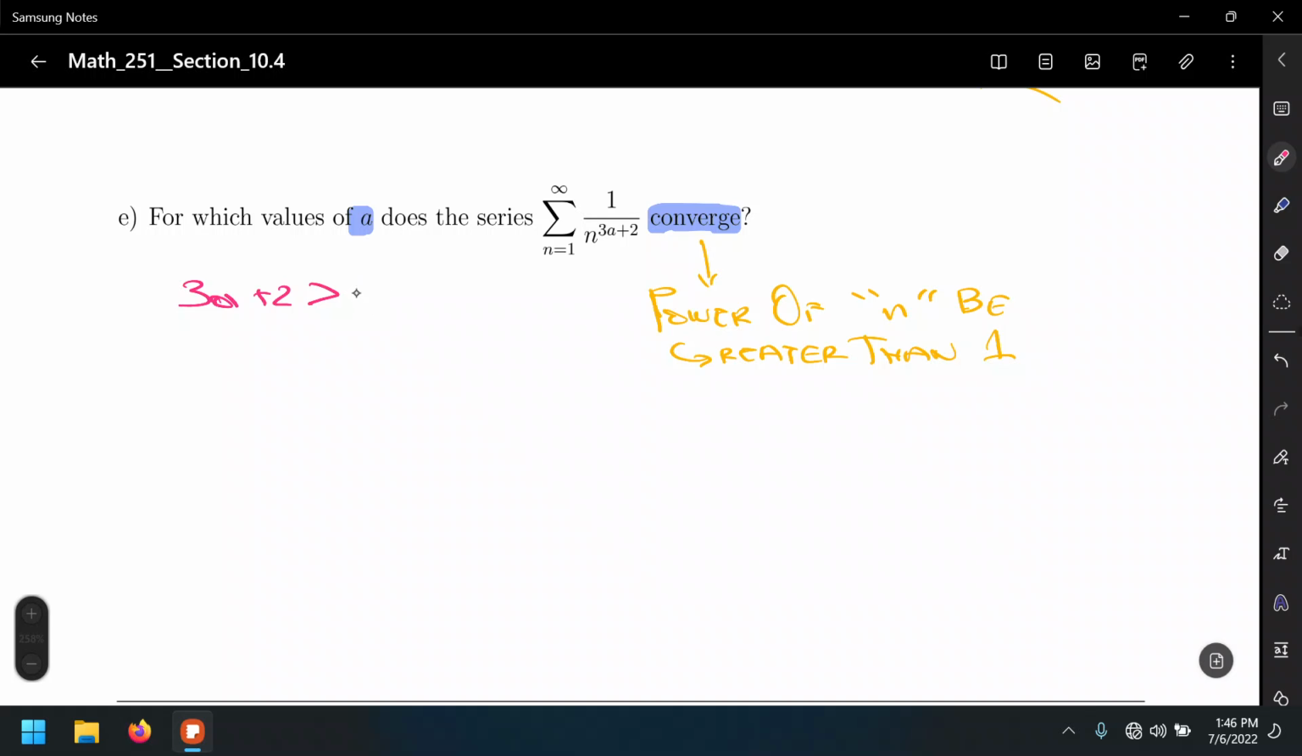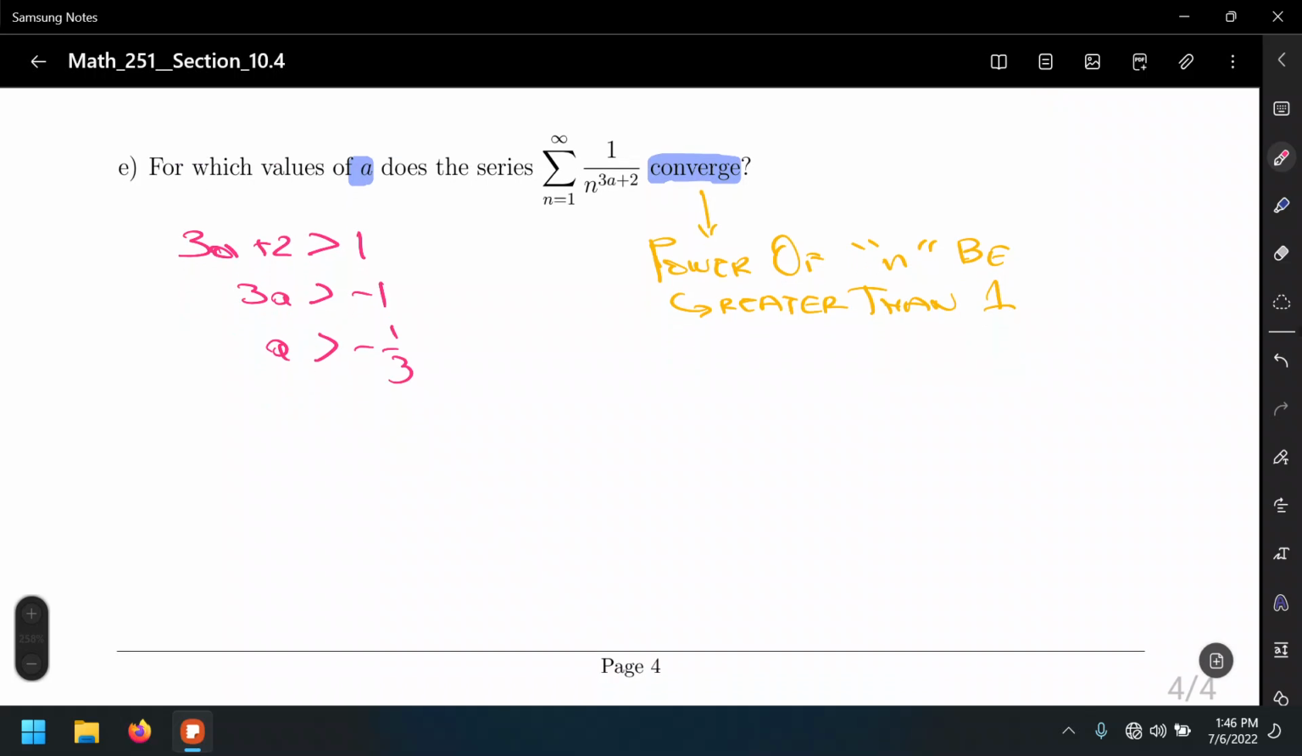Solve the inequality for a. So that's 3a greater than negative 1, and a greater than negative 1/3. So not equal actually, greater than.